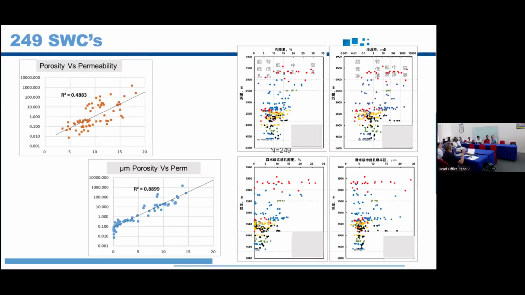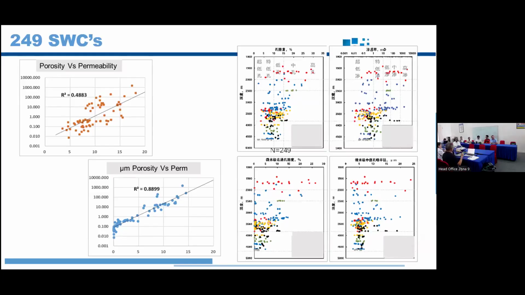Let me just go through the 3 major points. We found 3 key parameters which have stronger correlation with permeability. One is distribution of pores. Secondly, connectivity of pores. If the pores are very well connected, the fluid will be able to flow more smoothly.